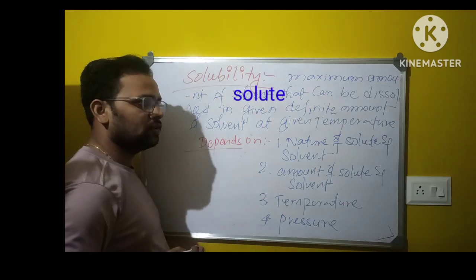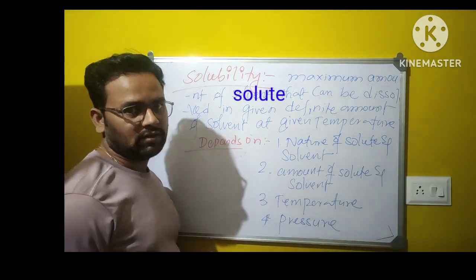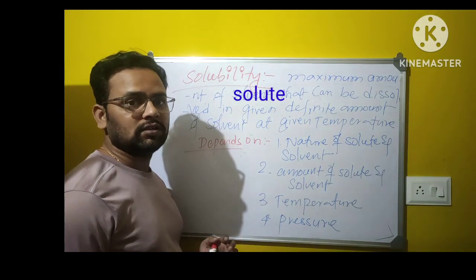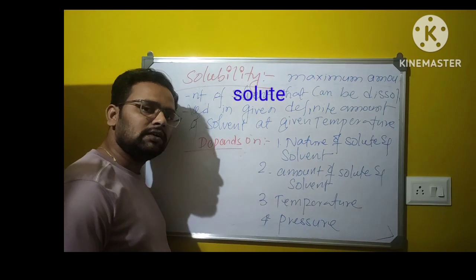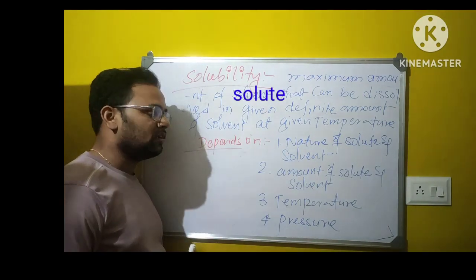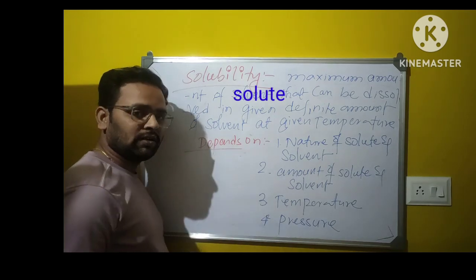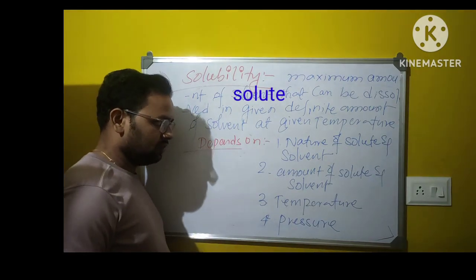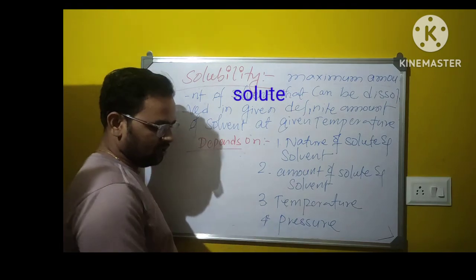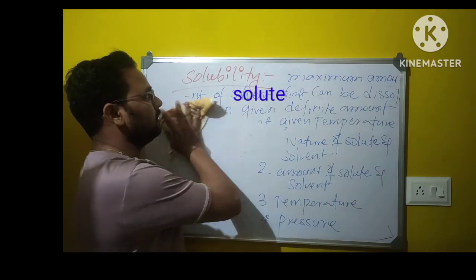First, nature of solute and solvent. Polar solutes are soluble in polar solvents. Non-polar solutes are soluble in non-polar solvents. Amount of solute and solvent: for a definite amount of solvent, as the amount of solute increases, solubility also increases. Temperature and pressure: now we'll discuss them one by one under the types of solubility.